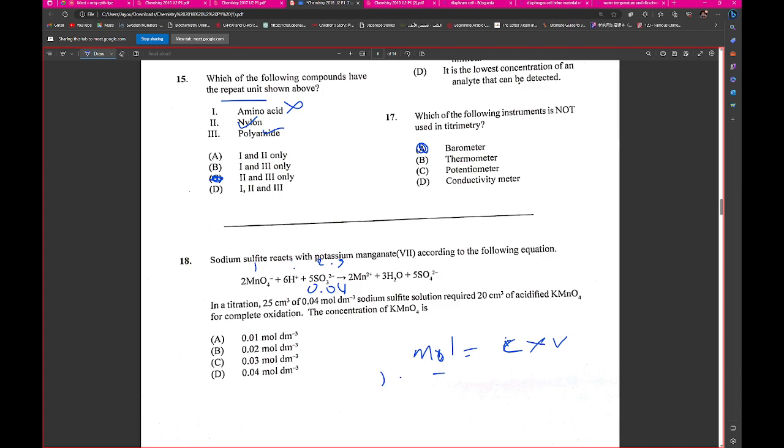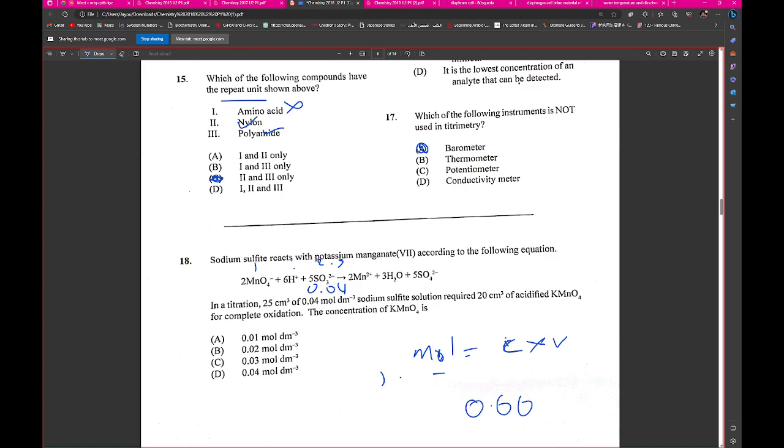I got 1 times 10 to the negative moles. And what would that be outside of index form? What would that be outside of standard form? It'd be 0.001.